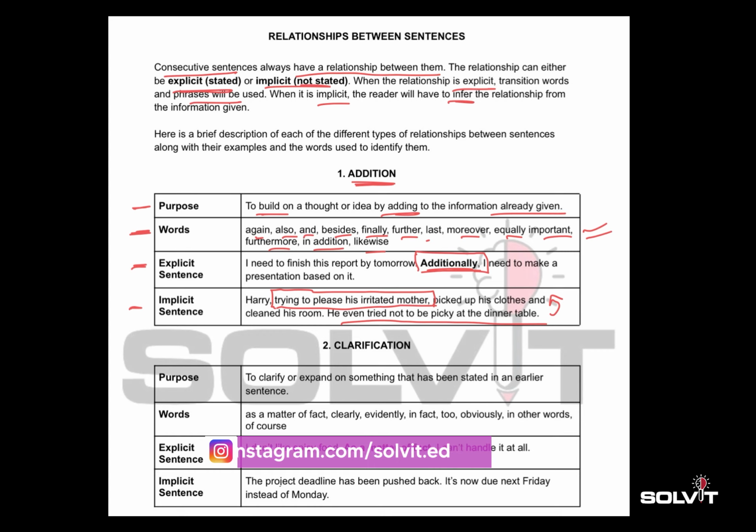So the second type of relationship is called clarification. The purpose is to clarify or expand on something that has been stated in an earlier sentence. Okay. So what that means is sometimes the author wants to clarify or interpret a certain point that he has previously mentioned. So the second sentence is basically an expansion of the previous one.